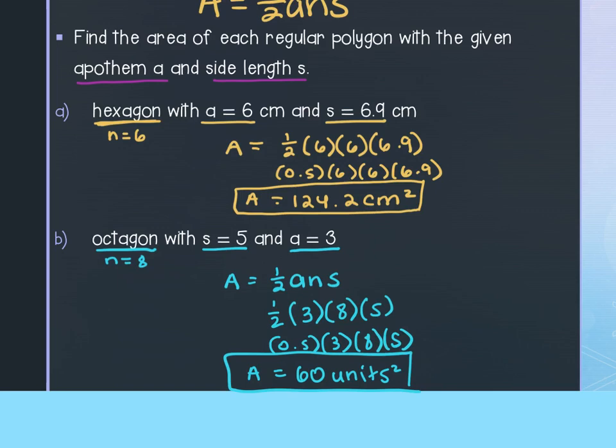All right, that's it. So the biggest takeaways here are the measure of the central angle is 360 divided by the number of sides, and then the area is 1/2 A, N, S.